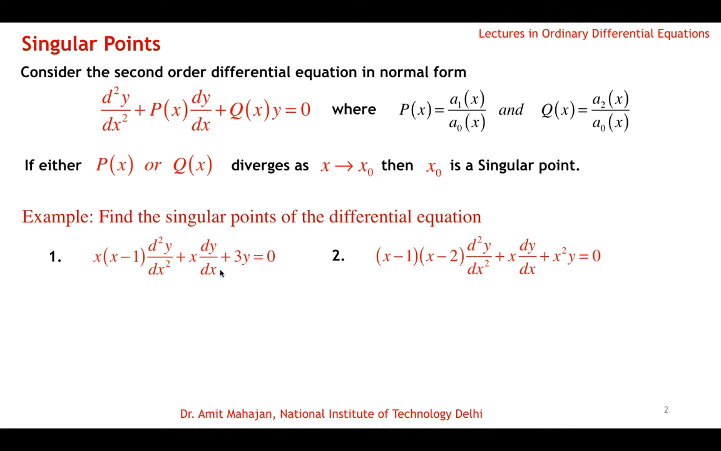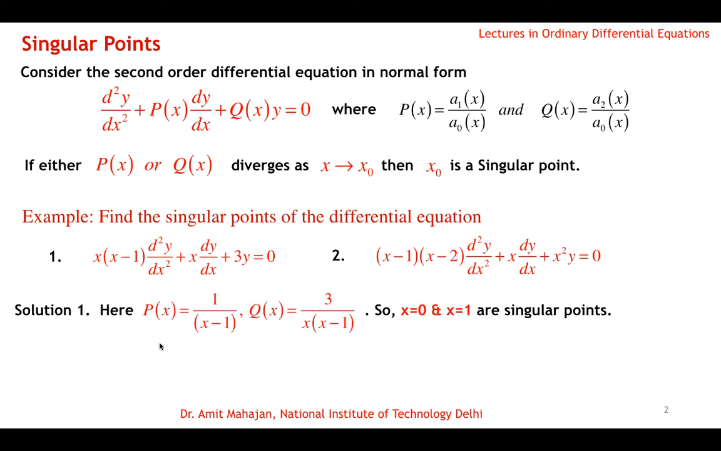examples here. First this second order differential equation and this another second order differential equation. So in the first case, if I divide this equation by x into x minus 1, then I can find what is my p(x) is 1 over x minus 1 and q(x) is 3 over x into x minus 1. Okay, so this is my p(x) and q(x). So clearly you can see that when x approaches 1, this p(x) will be divergent, and when x approaches 1 or 0, this q(x) will be divergent. So x is equal to 0 and 1 are the singular points for this first differential equation.